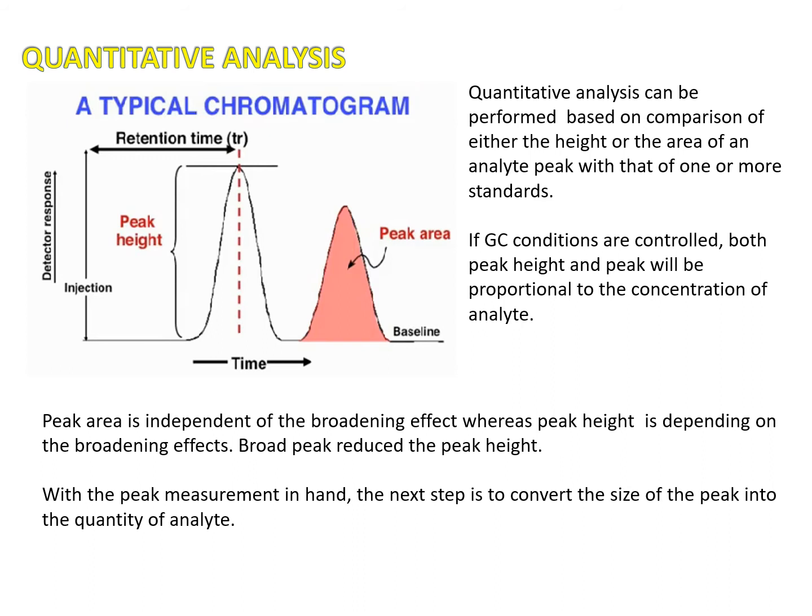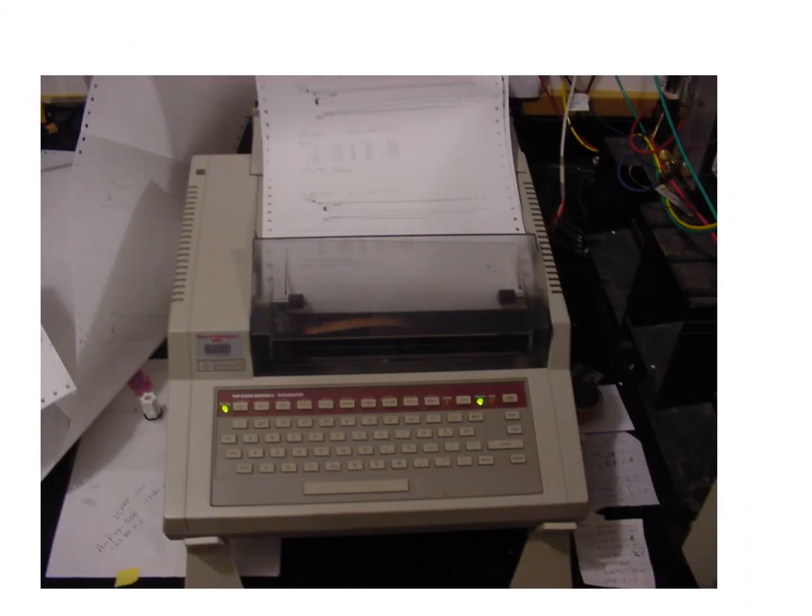Most people use peak area because peak height also can be used, but peak height is sometimes very dependent on the broadening effect. If, let's say, your peak is broad, then the broad peak will usually reduce the peak height. That's why it's better to take the peak area rather than the peak height for the quantitative analysis. This is actually an old GC instrument, class, so it gives the retention time, the peak area and peak height, so that we can plot the calibration curves for the quantitative analysis.